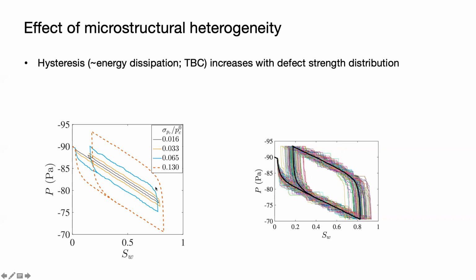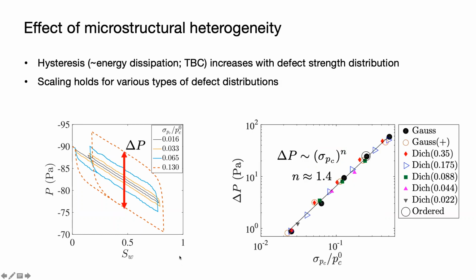And this is, by the way, smoothed by doing this ensemble average. Each of those is 100 simulations. And I only show here the ensemble average to get rid of the details of specific realizations. So the larger the standard deviation of the distribution, the larger the hysteresis cycle, the more hysteretic it is. And you can quantify that, for example, by measuring the width of the hysteresis cycle, this delta P.